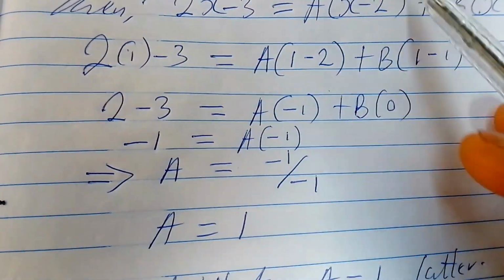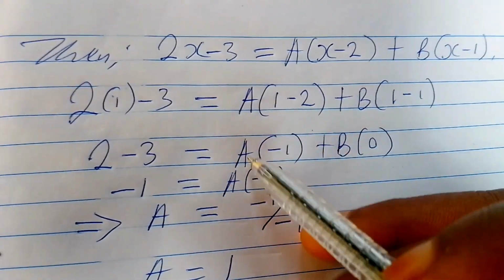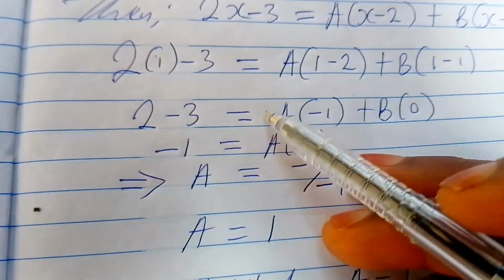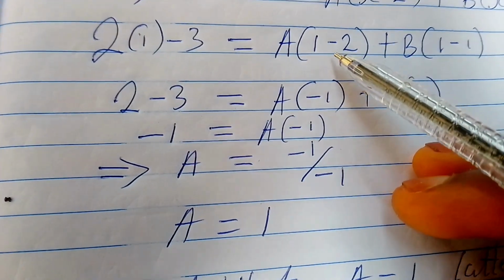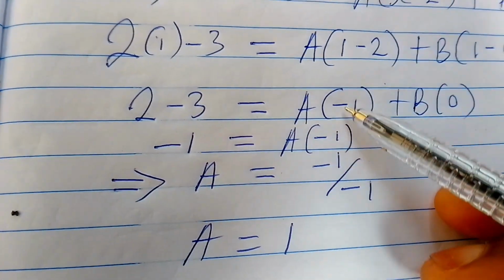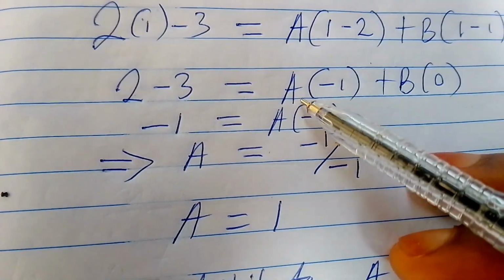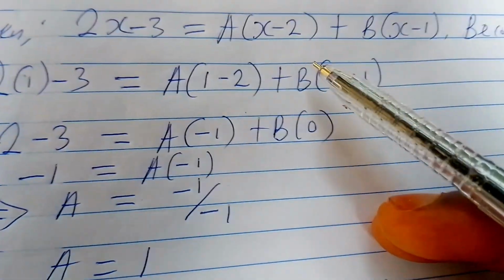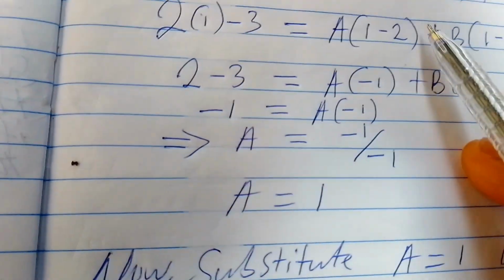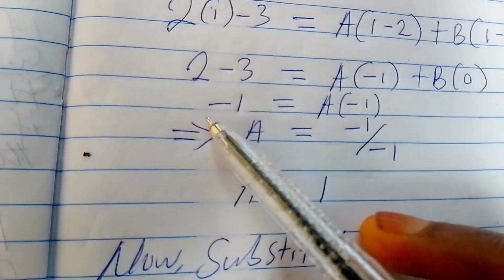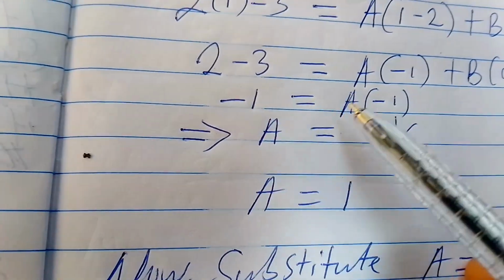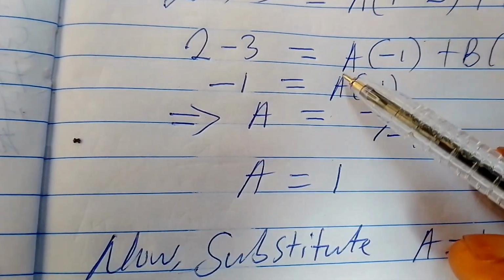Now if you look at this here, you are going to find out that 2 multiplied by 1 is going to give us 2, right? Minus 3 that you have here equals to, now if you look at 1 minus 2, it's going to give us minus 1, because 1 is lesser than 2. That's why I have a negative sign here. So our A becomes A bracket minus 1 plus, now if you look at this, 1 minus 1 is 0, right? That's why I have B bracket 0. Now you come down, 2 minus 3 is going to give us minus 1, because 2 is lesser than 3. Let's say I have minus 1 here equals to, then we still have our right hand side as A bracket minus 1.